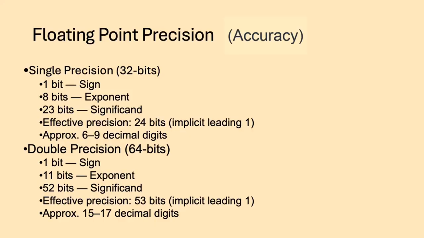The precision for decimal representation with single precision is of the order of 6 to 9 decimal digits. And for double precision, it is in the order of 15 to 17 decimal digits. So this gives you an idea of the accuracy that can be expressed.